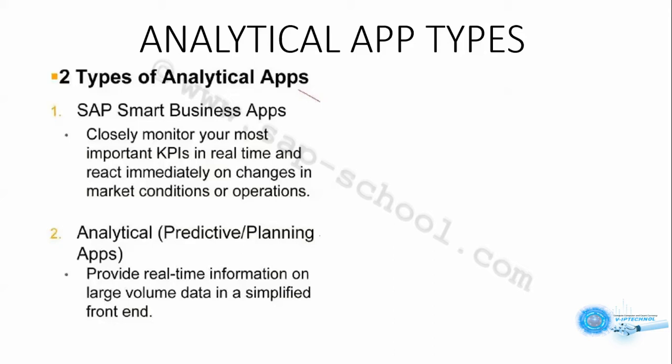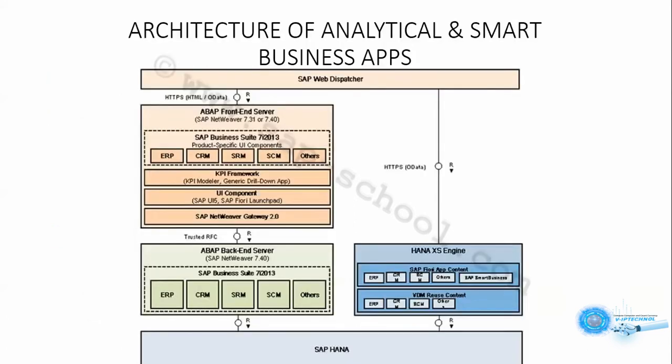So we can find the detailed list of all the SAP Fiori apps on our help portal, that is help.sap.com/Fiori. So this is basically to provide an overview of what an analytical app is and what a smart business app is. After that, let's come to the architecture of my analytical and smart business app.